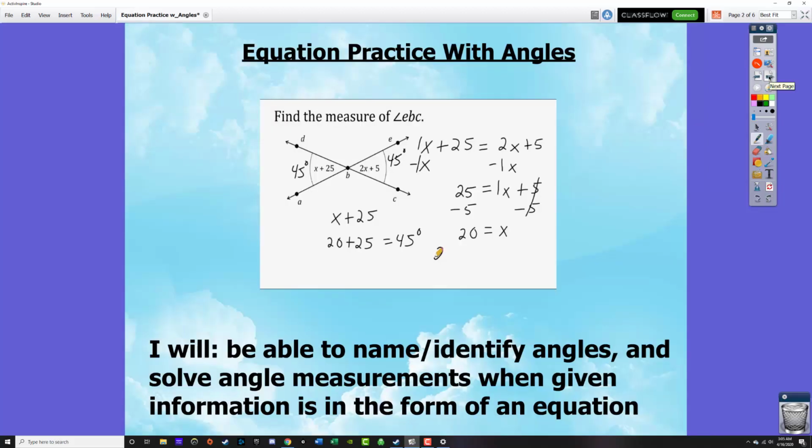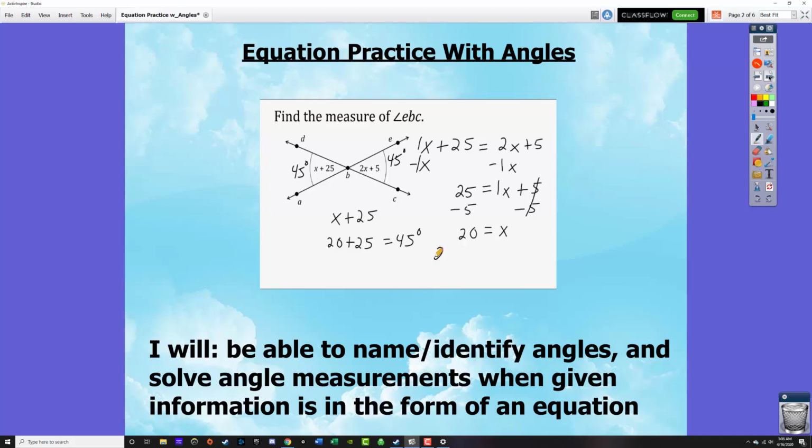Okay, so today we are focusing on equation practice with angles. And if you are a Panther student from the 2019-2020 school year, you are going to want to, in your interactive notebooks, turn to your notes that have to do with equations with variables on both sides.